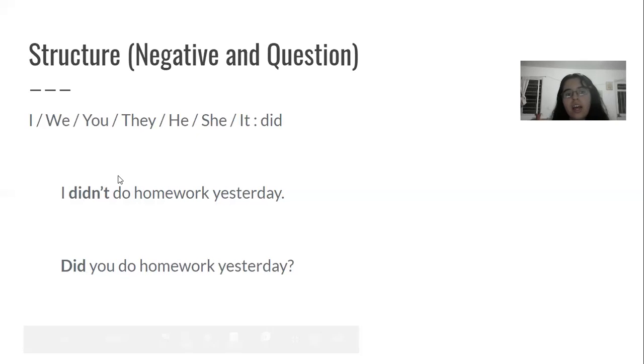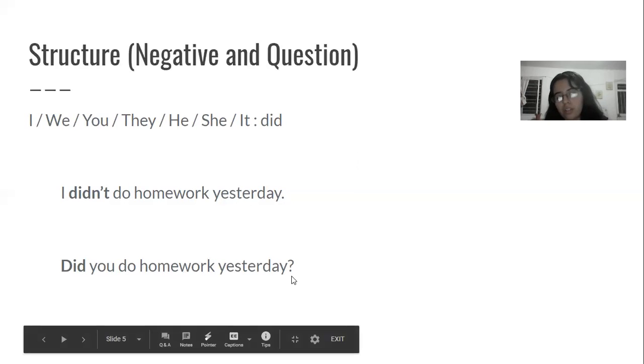And in the negative and the question, the verb does not change. It does not change into past because did is already in past. So we don't need to put the verb in past. We only need did. And with did, we know that it's in past, and that's that. So the verbs stay the same. I didn't do homework yesterday. And did you do homework yesterday?